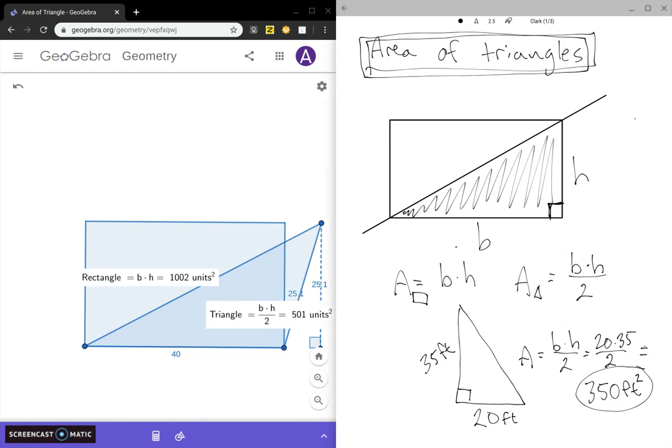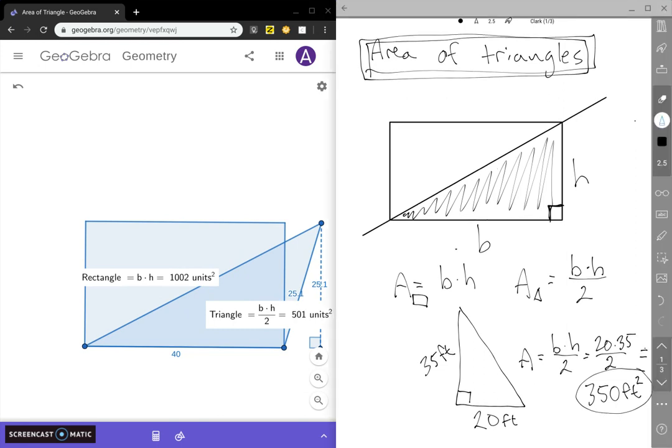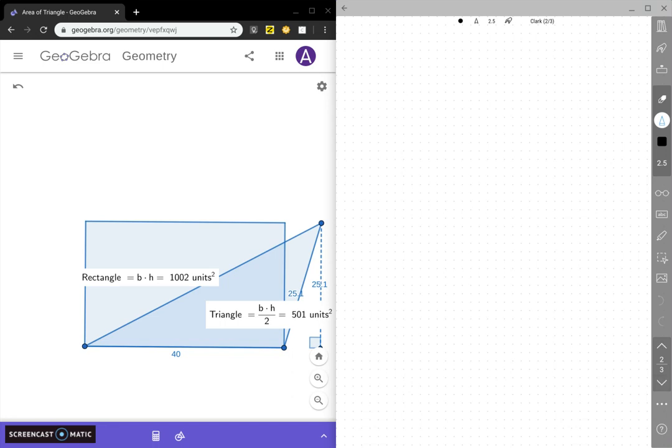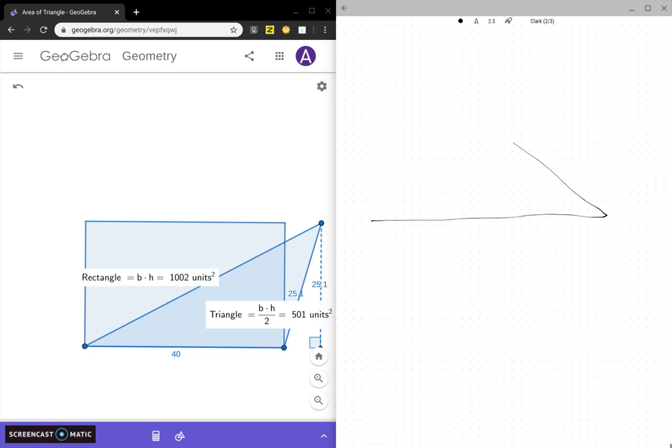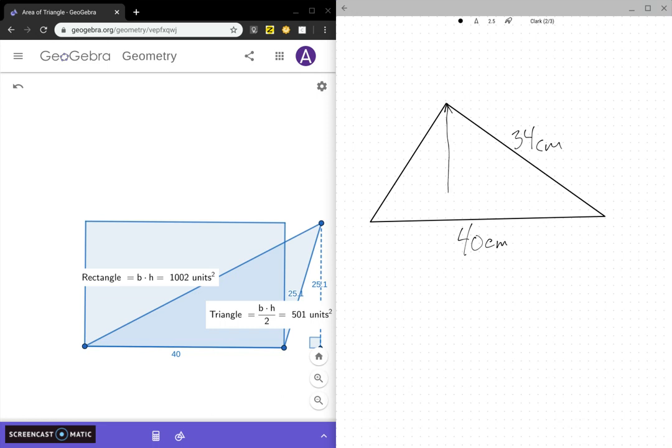So let's actually look at another specific example. Let's do an obtuse triangle here. Let's say we've got this guy. Let's say we've got a base of 40. Let's do centimeters this time. And let's say we have this about 34 centimeters. And let's say this is not exactly to scale, but let's say that's 16 centimeters.